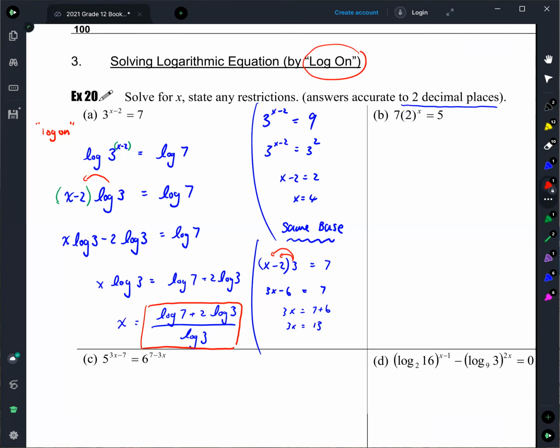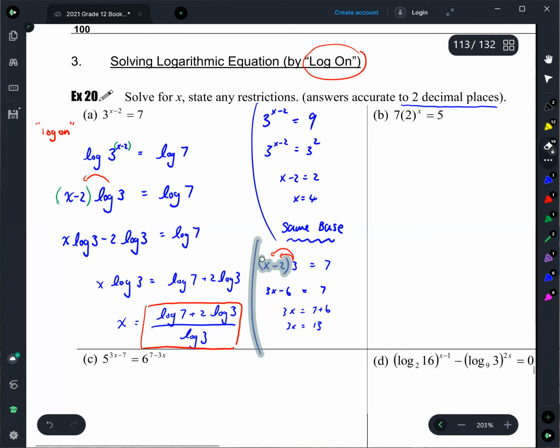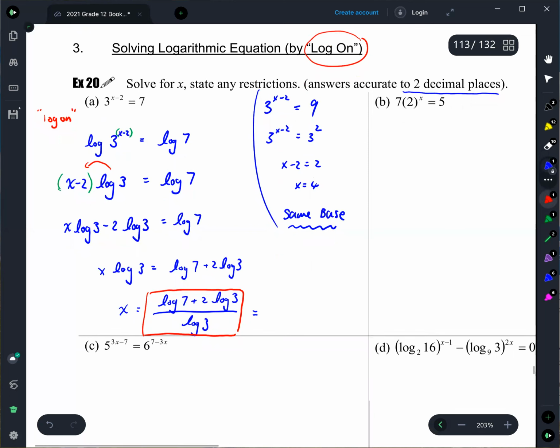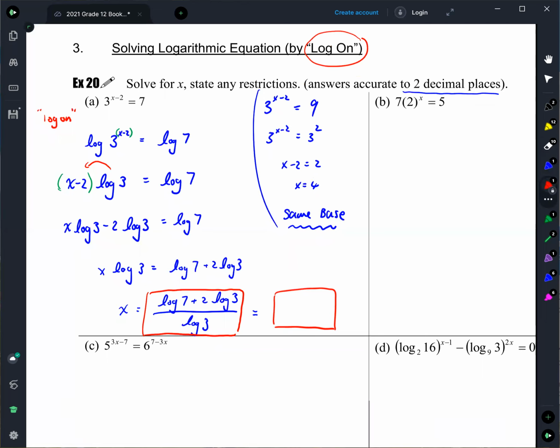But if they want decimals, this is the point that you need to plug it into the calculator. So let's get the decimal answer. We'll round it to 2 decimal places, right? So please take out your calculator, find the log button, and then type it in. When you type it in, make sure the top is all together in a bracket before you divide by log 3. All right, please raise your hand after you have found the answer for this one.